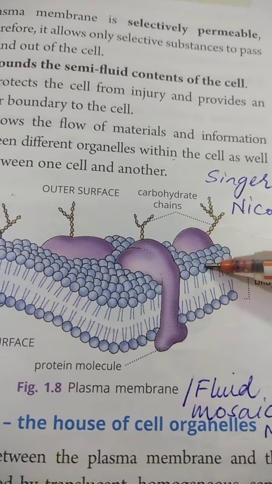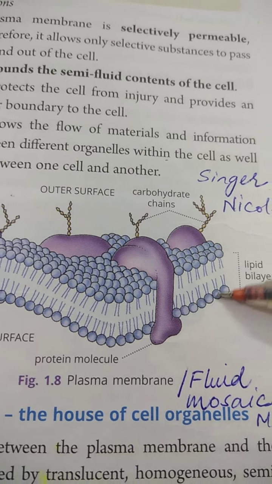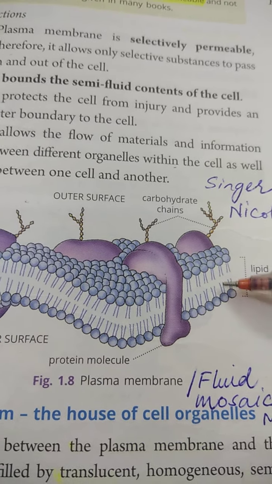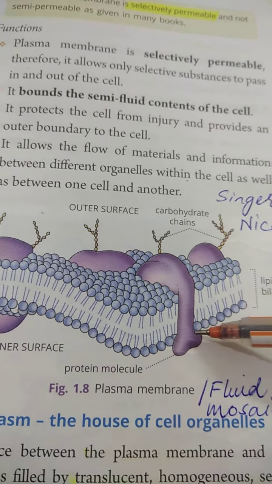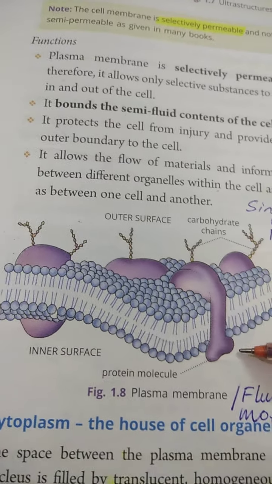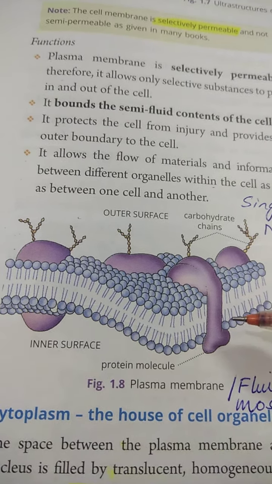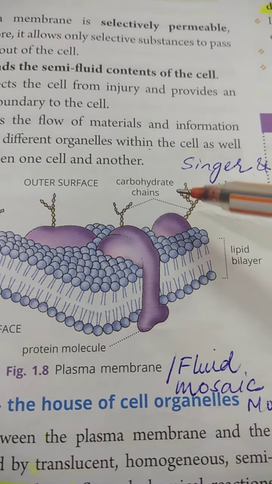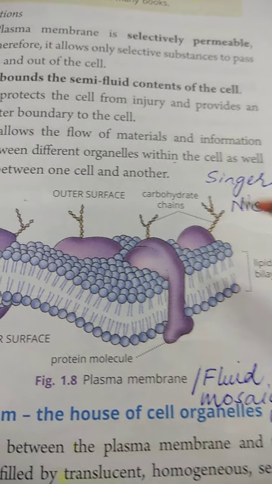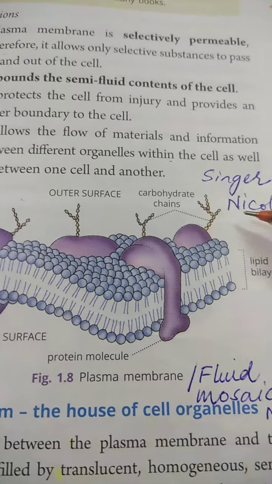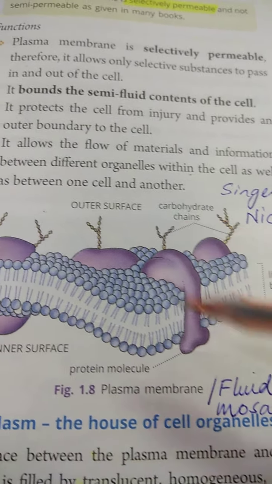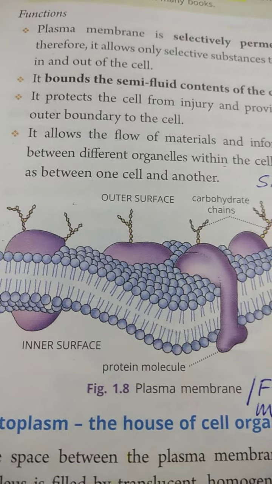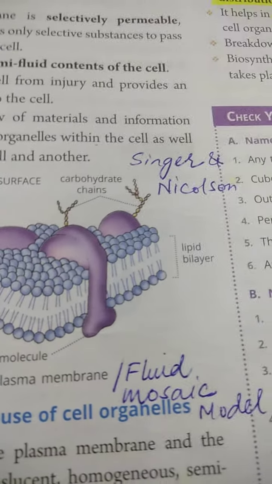This is the lipid layer, the upper one, and this is the lower one, and they are fluid, and in this protein molecules are embedded and they are the carriers of substances. And here on the outer surface of the protein, carbohydrate chains are attached, as is visible in the picture. So this is the structure of the plasma membrane, and it was given by Singer and Nicolson.